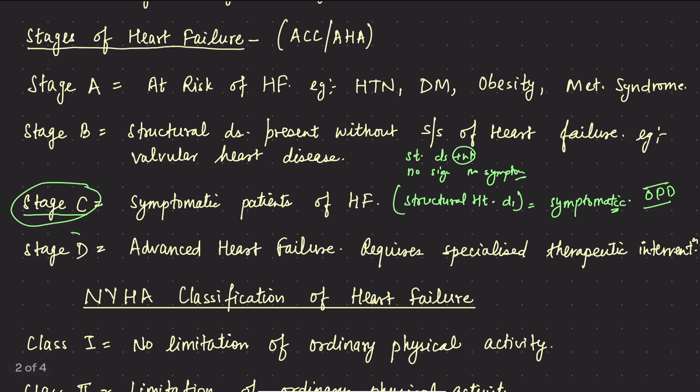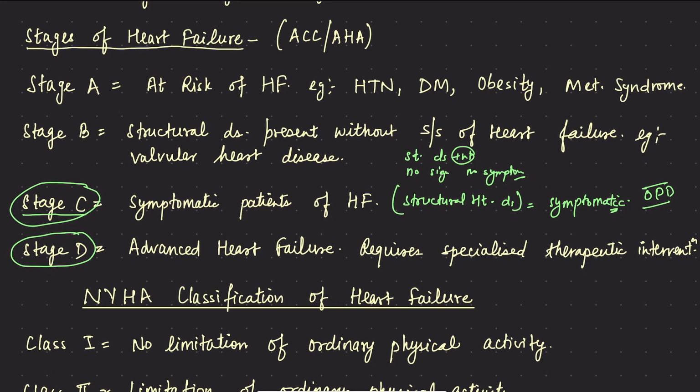Stage D is basically advanced heart failure, in which you have to do some urgent therapeutic intervention in order to save the life of the patient. For example, a patient coming with pulmonary edema in the emergency, and you give 20 milligrams of Lasix for pulmonary venodilation. That is some intervention that you have to do as fast as possible in order to save the life of the patient, and it is basically stage D, or advanced heart failure.